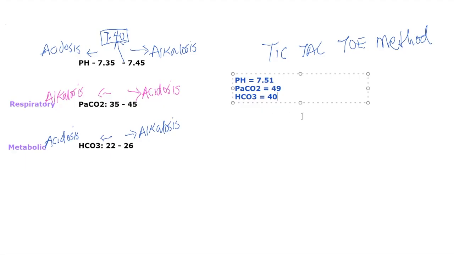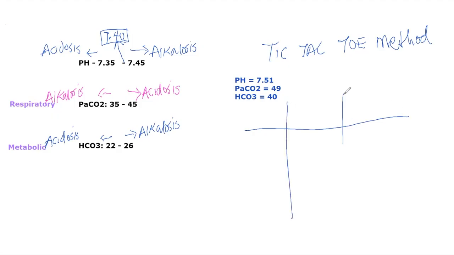Knowing these values that we have, we're going to use the tic-tac-toe method. So I'm basically going to draw that. I'm going to put my pH in the middle because it's kind of like my primary buffer. It's my main determinant. So I'm going to keep that in the middle, and I'm going to write my PaCO2 on this side and write my HCO3 on this other side.